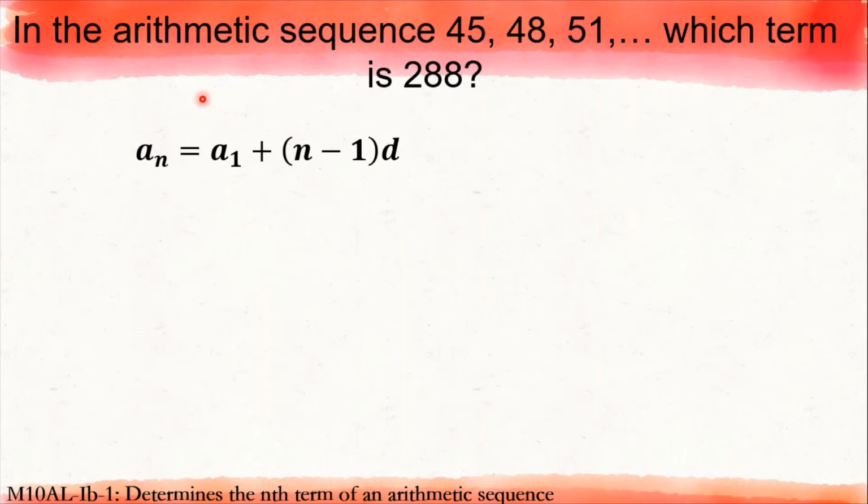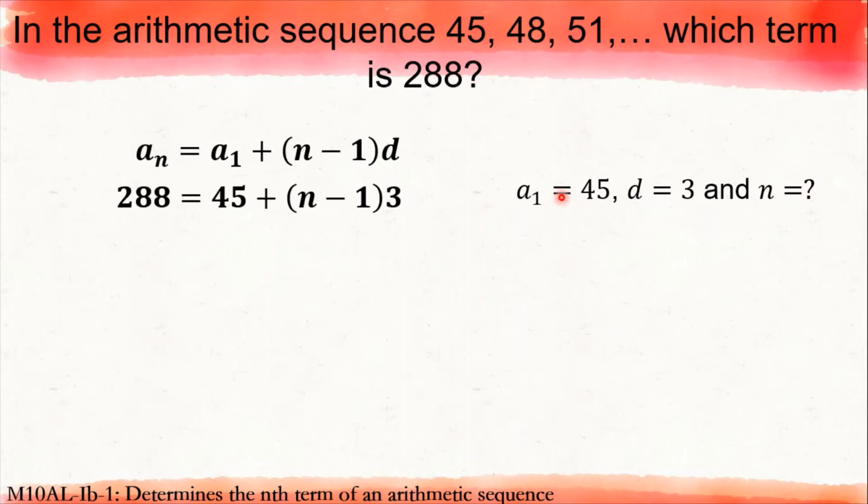Then, from our previous examples, alamin natin kung ano yung mga given values. Ang a sub 1 natin ay 45. Ang common difference natin ay 3 kasi 45 plus 3, 48, plus 3, 51. So, the common difference is 3. At ang n, yung hinahanap natin, pang ilan daw si 288. Okay? Now, using the general term, ito ang mangyayari. Ang a sub n natin would become 288 kasi siya yung hinahanapan natin ng position.